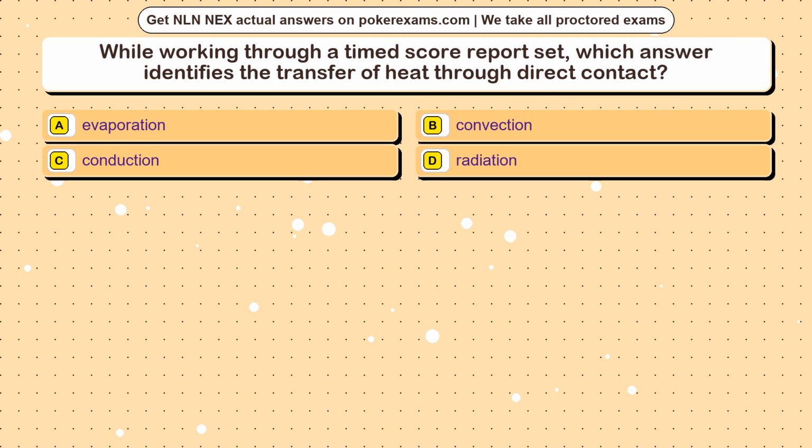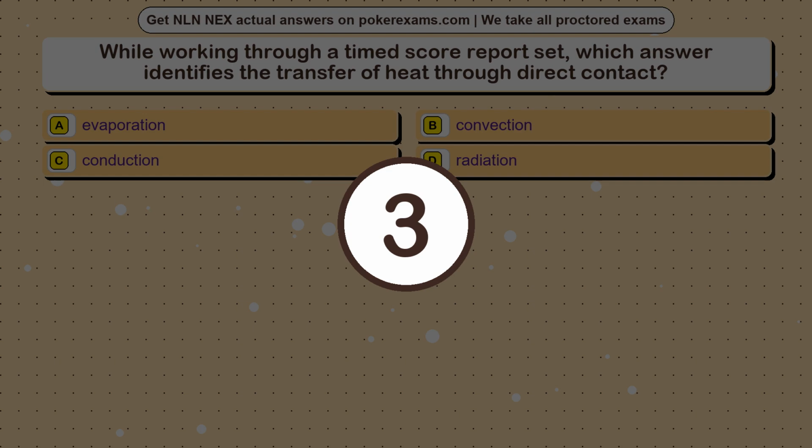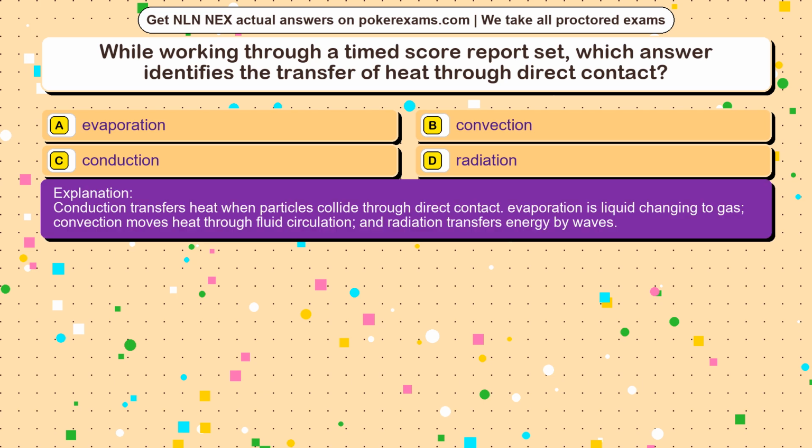Question 8. While working through a timed score report set, which answer identifies the transfer of heat through direct contact? Option A, evaporation. Option B, convection. Option C, conduction. Option D, radiation. The correct answer is option C. Conduction transfers heat when particles collide through direct contact. Evaporation is liquid changing to gas, convection moves heat through fluid circulation, and radiation transfers energy by waves.